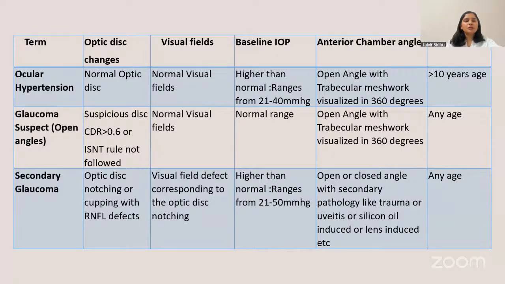Now coming to other terms like ocular hypertension. Ocular hypertension means that the angle is open, the visual fields and optic disc are normal. However, the intraocular pressure is higher than normal on multiple occasions. These people need to be monitored and not started on treatment immediately. Then we have glaucoma suspects who have a suspicious disc, which means cup disc ratio is more than 0.6. However, visual fields are normal, baseline IOP is also normal, and angle is open. Then we have secondary glaucomas. Now, secondary glaucomas have other pathology in gonioscopy. So gonioscopy is very important to diagnose your glaucoma.